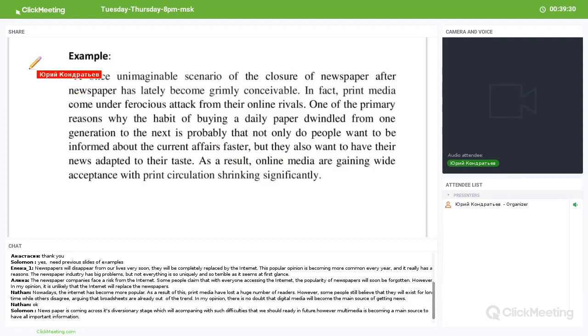So here's my example. A once unimaginable scenario of the closure of newspaper after newspaper has lately become grimly conceivable. In fact, print media come under ferocious attack from their online rivals. One of the primary reasons why the habit of buying a daily paper dwindled from one generation to the next is probably that not only do people want to be informed about current affairs faster, but they also want to have their news adapted to their taste. As a result, online media are gaining wide acceptance with print circulation shrinking significantly.